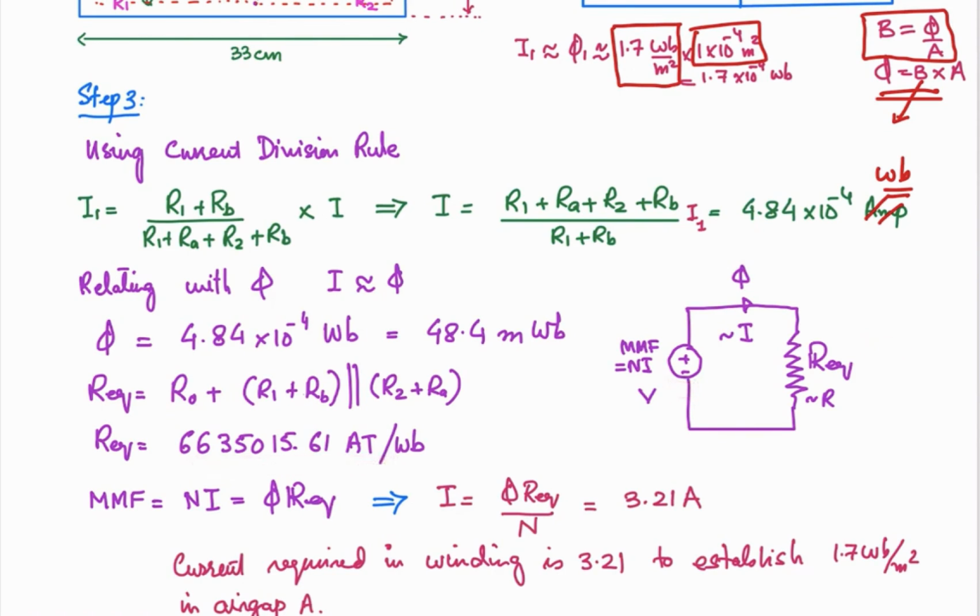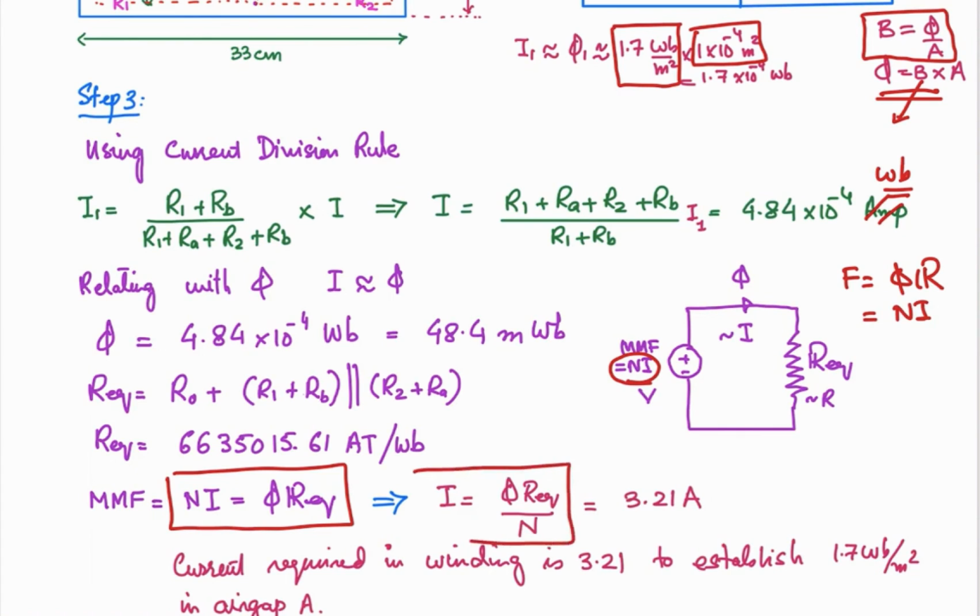And now you know that for the magnetic circuit, this MMF is equal to Ni. So by applying the magnetic Ohm's law, that F is equal to flux into the reluctance, it means that should be equal to Ni. So we have compared Ni with phi into R equivalent, and from this we can work out what is the required current. I is equal to phi into equivalent reluctance divided by the number of turns.